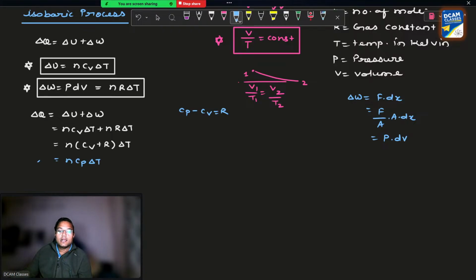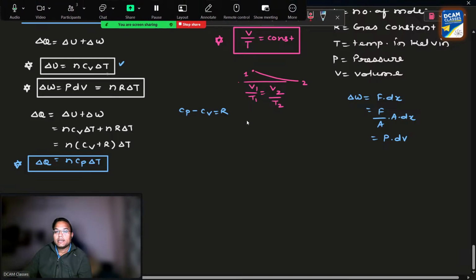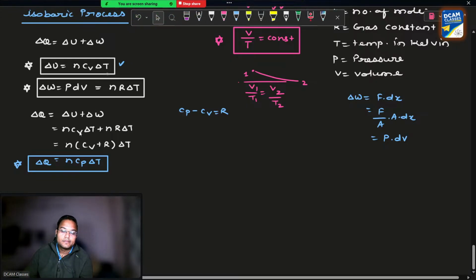That's why in an isobaric process, the heat exchange is nCp delta T. Understood these things? See, you have to take care, Haripriya. This thing remains always same. Delta U always remains same, whatever may be the process. This thing I'm telling you to both Kanishka and Haripriya. This delta U remains same for all the processes. Does not change. Only changes occur in delta W and delta Q, depending on the process.